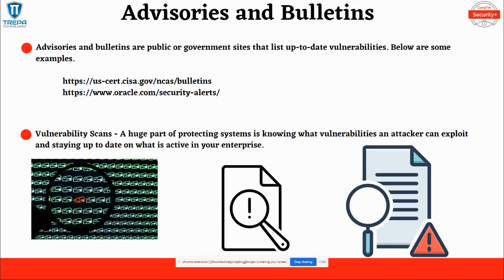Advisories and bulletins are very similar to threat feeds. There are also sites that list up-to-date vulnerabilities. They're just a little different in formatting, but essentially they're all the same thing, right? And then we have vulnerability scans. Vulnerability scans are used in organizations to create an inventory of all known security risks in the enterprise, so then you can remediate those vulnerabilities. We'll deep dive into the different vulnerability scans in the next few slides.